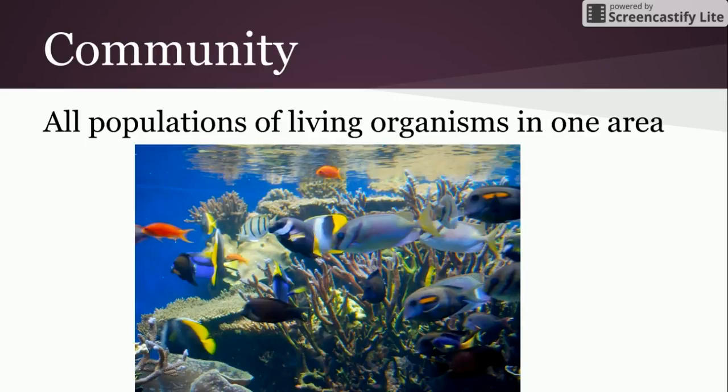The next level up is a community, and this is all of the populations of living organisms in one area. So in this picture of a coral reef, you'll see multiple different fish species or different schools, all these populations living in this area, all living in one area together, and this is called the community.